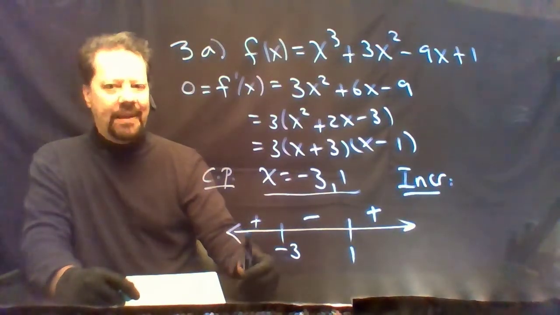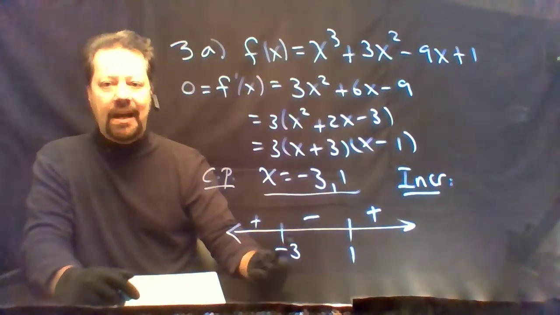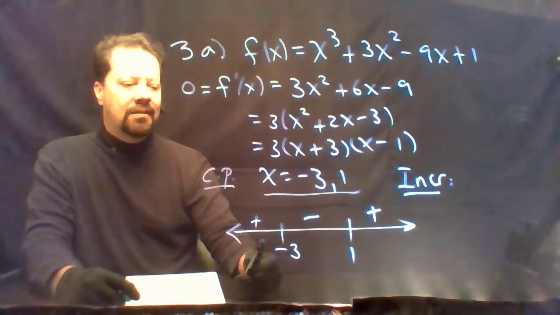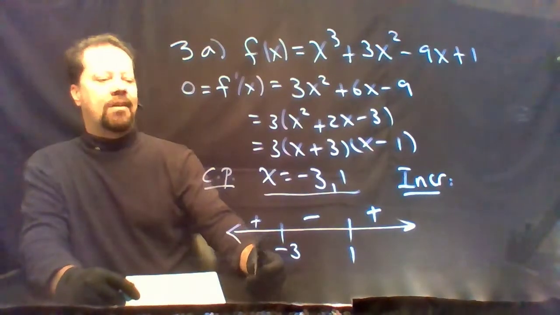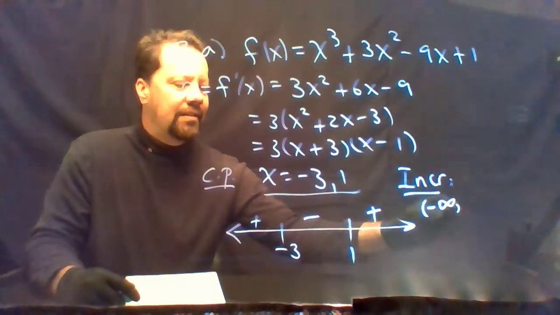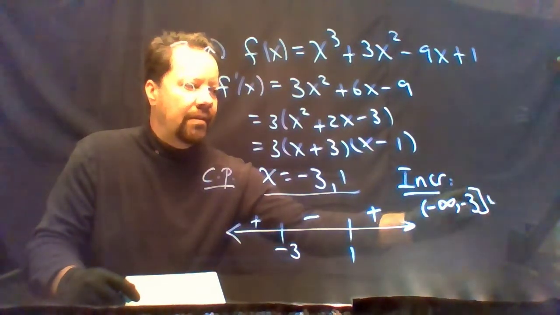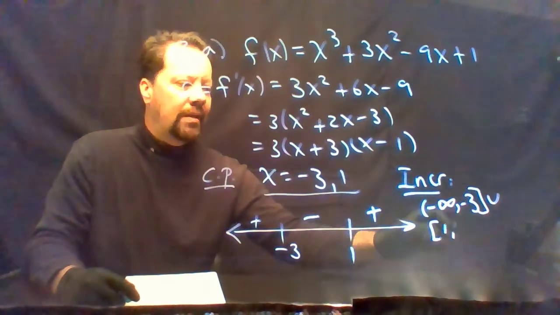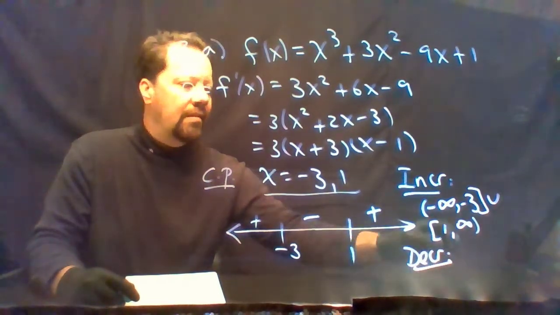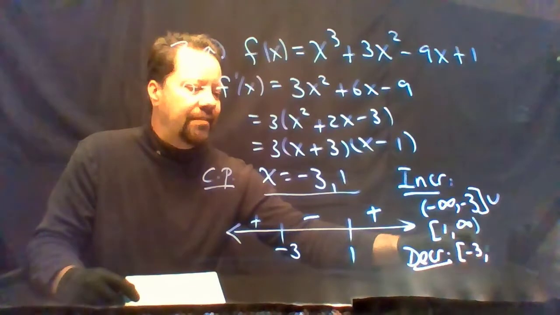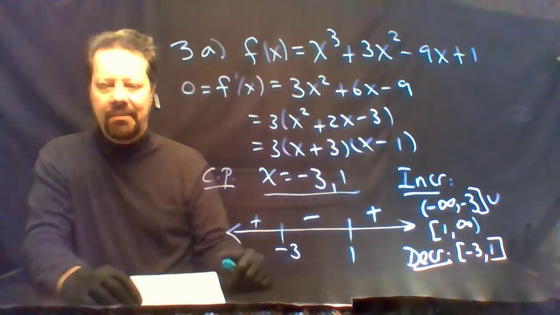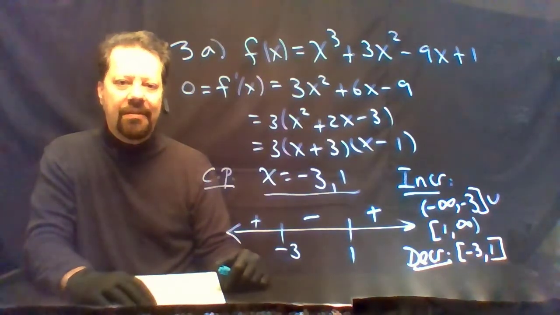Now keep in mind we can include the endpoints if we wish, and I won't mark you wrong if you leave them off, since your homework software doesn't count you off for leaving the endpoints off. But negative infinity to negative 3, union 1 to infinity, and it's decreasing from negative 3 to 1. Again, you may use rounded parentheses on the endpoints, though that is a bit vague.